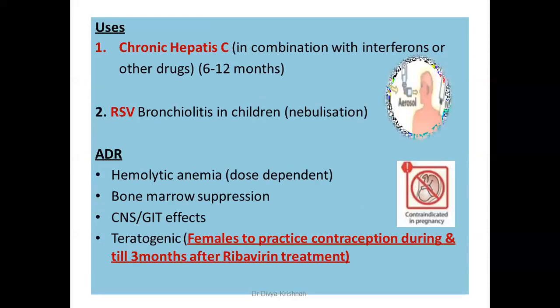So ribavirin is used for chronic hepatitis C in combination with other drugs, and for RSV bronchiolitis in children, mainly as an aerosol. ADRs we have already discussed: hemolytic anemia, bone marrow suppression, CNS and GIT effects. It is teratogenic, and any person who is on ribavirin has to practice contraception.